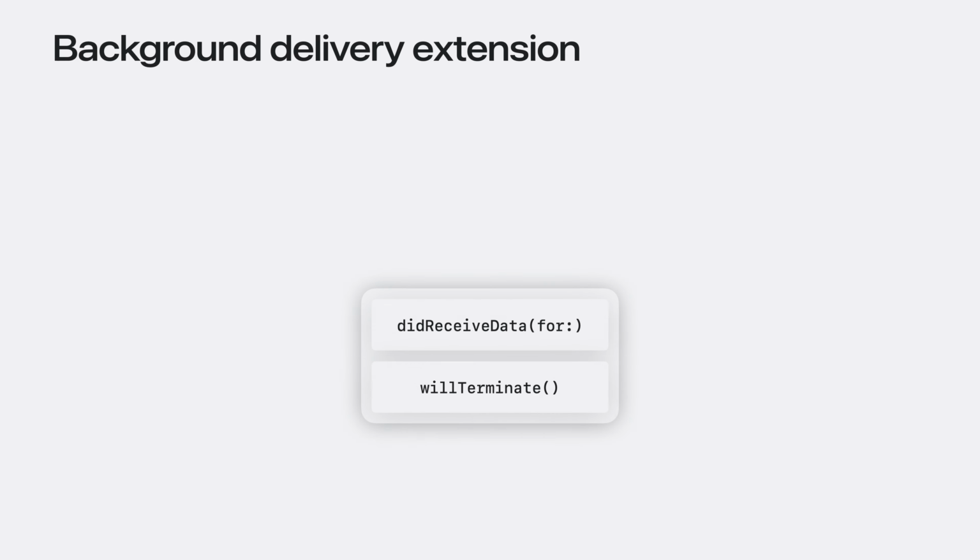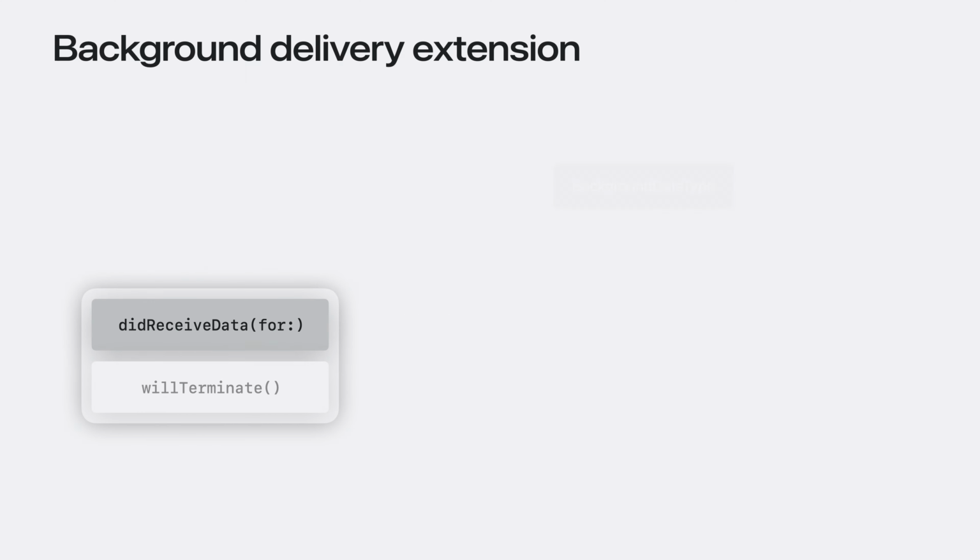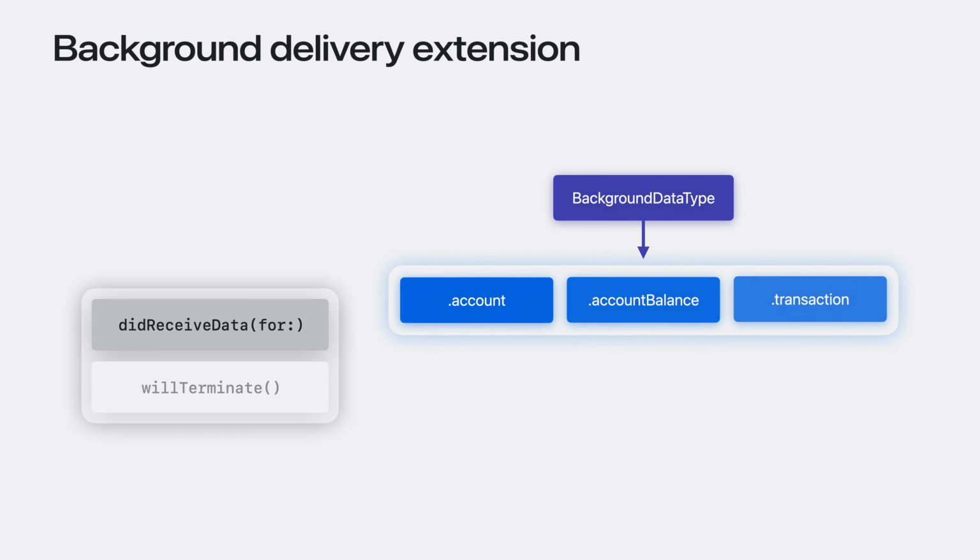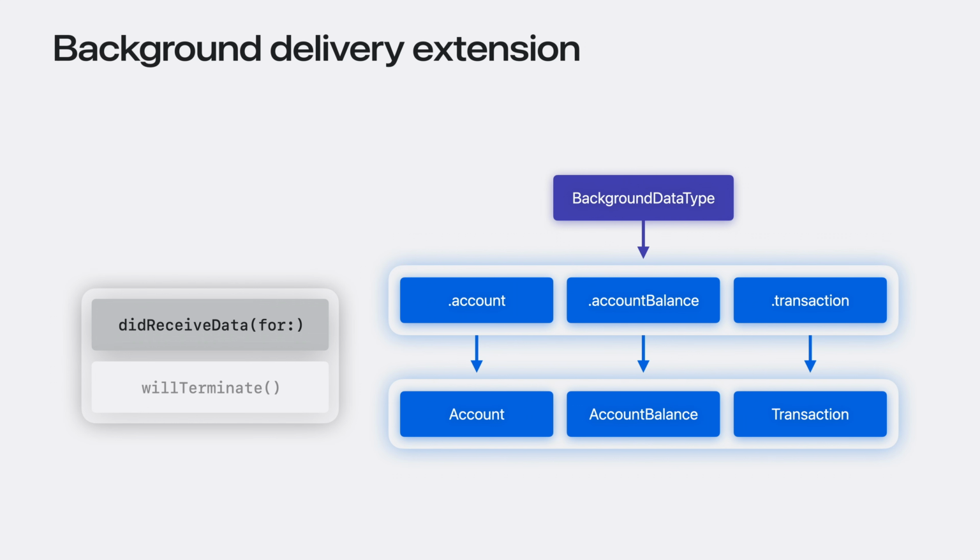There are two endpoints that need to be implemented in your extension: didReceiveData and willTerminate. didReceiveData is the entry point of the extension and receives an array of background data type, indicating which types of data in the finance store have changed. These data types are directly equivalent to the queryable FinanceKit data types: accounts, account balances, and transactions. When the extension returns from didReceiveData, its work is considered finished and the extension will close.